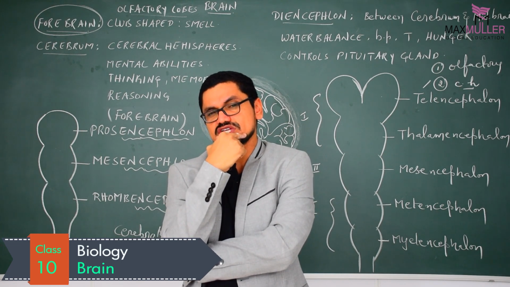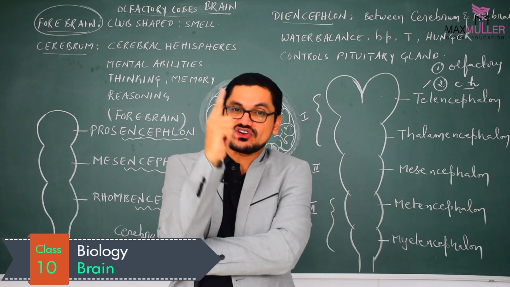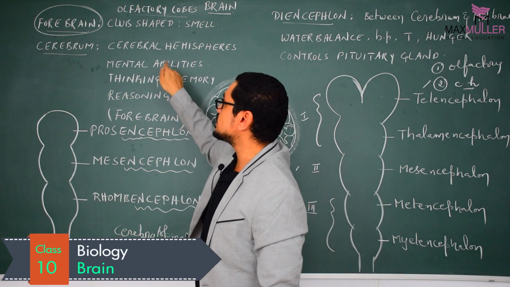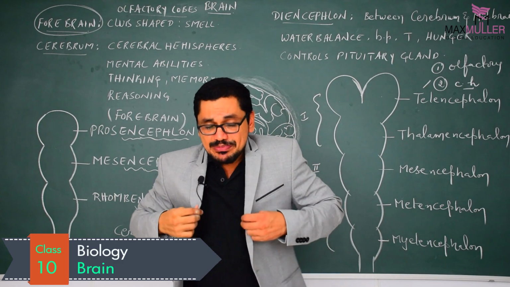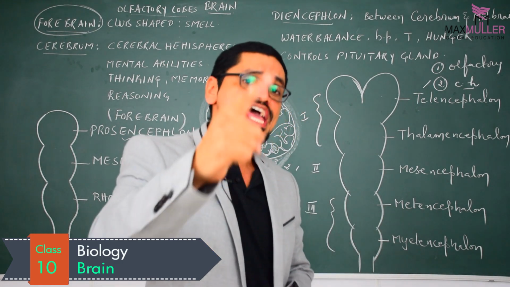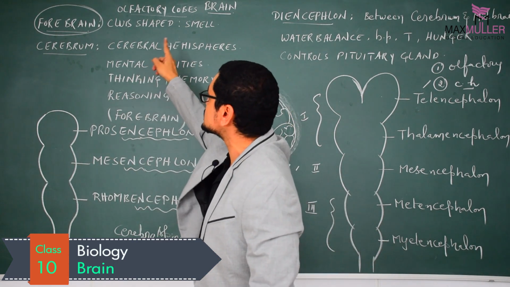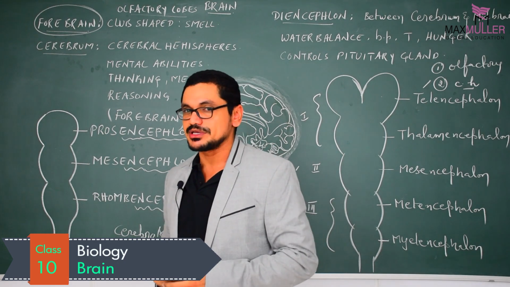Why I have to listen to this class? What is nothing but analysis? What is nothing but reasoning? That reasoning is there because of the cerebral hemispheres. So cerebral hemispheres are also the seats of thinking, reasoning, memory, intelligence. All these are the functional aspects which are associated with the cerebral hemispheres.